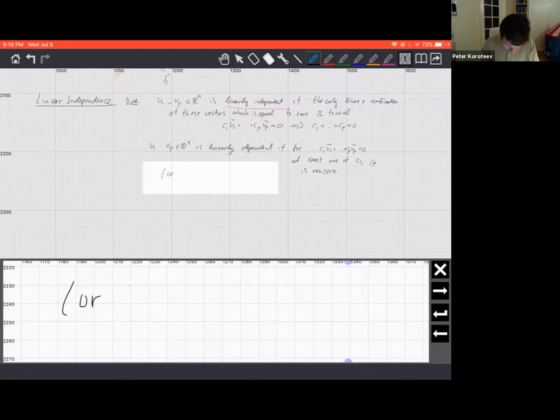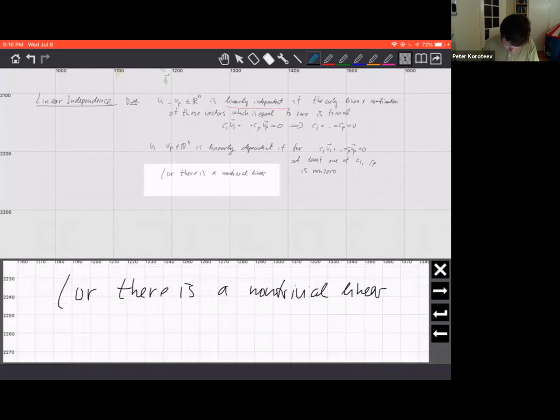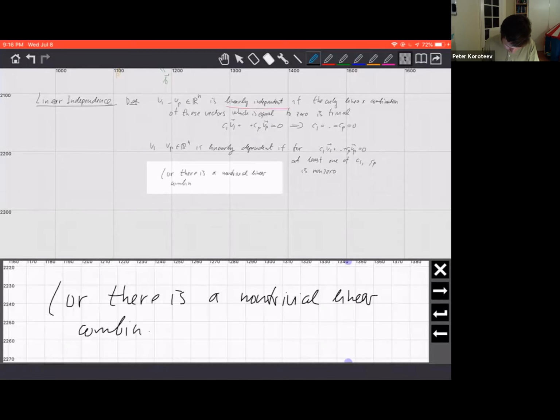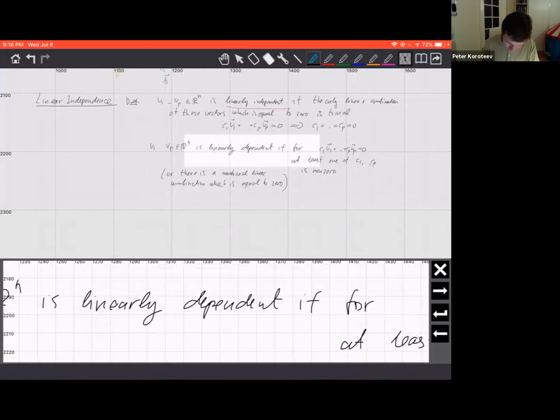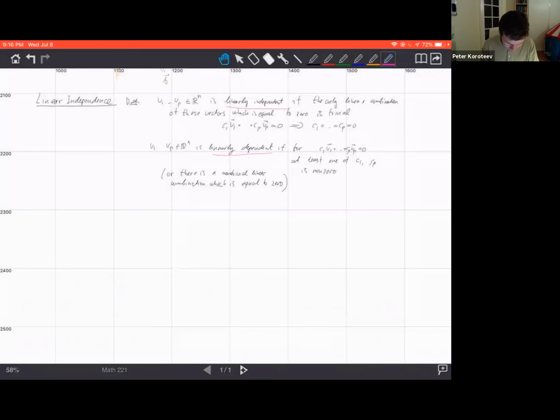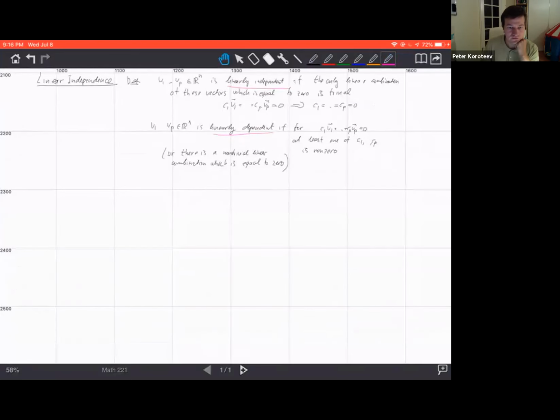Or there exists a non-trivial linear combination which is equal to 0. So I write it down because these terms are used abundantly in the literature. In the books, you're going to hear them a lot all over the place if you haven't heard already.